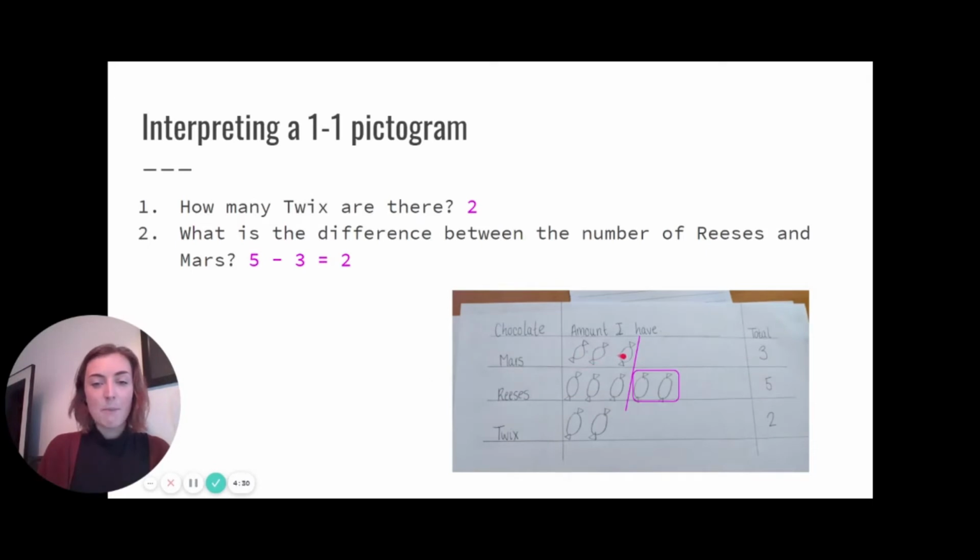So I can see that Mars and Reese's are the same to start with, 1, 2, 3, 1, 2, 3, but Reese's has 1, 2 more. So that is the difference. That's what's different about them. And that's really clear to see on a pictogram because I can circle the 2 that are different. So I had 5, and if I take away that 3, I get 2. So the difference is 5 take away 3 equals 2.